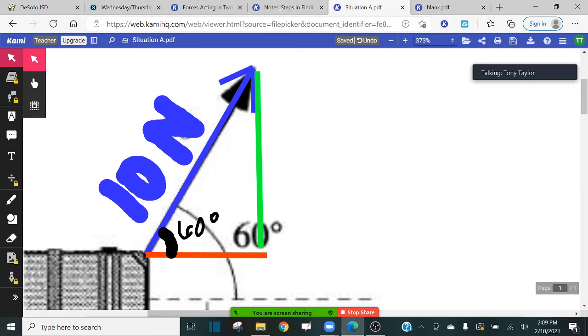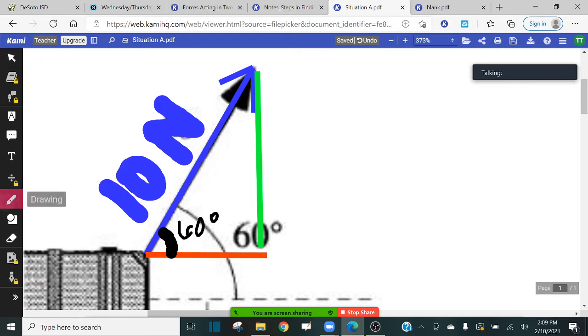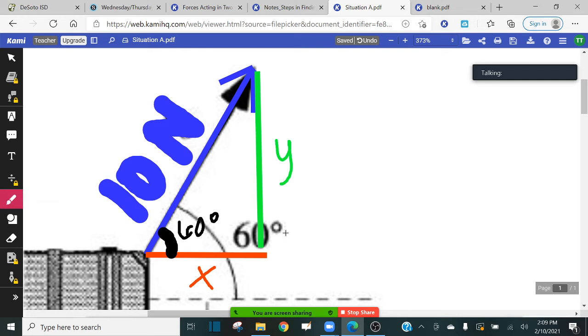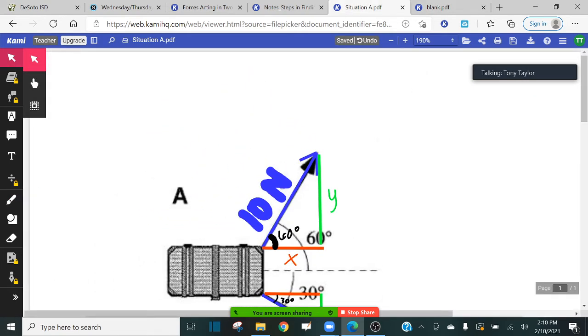So this has an x component, and then this has a y component. Okay. So guys, we're on situation A. Now remember, guys, in order to split these up into its x and y components, we need to use trigonometry. In other words, we're using SOHCAHTOA.